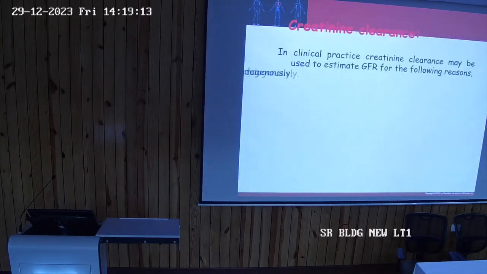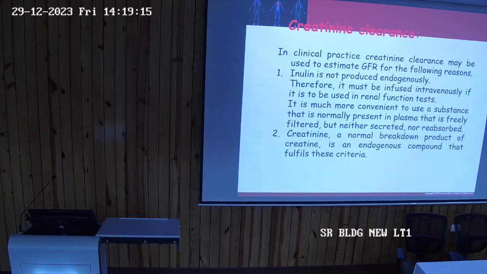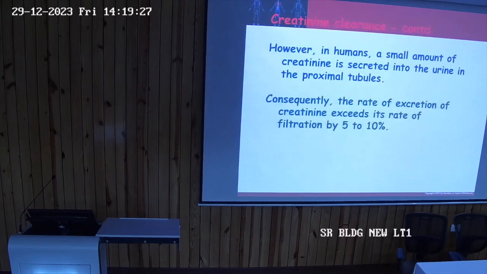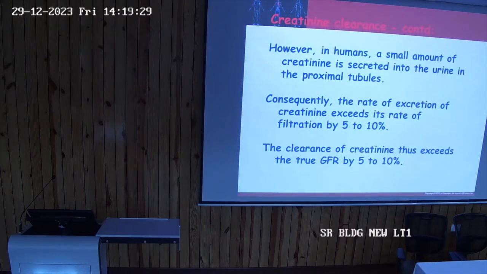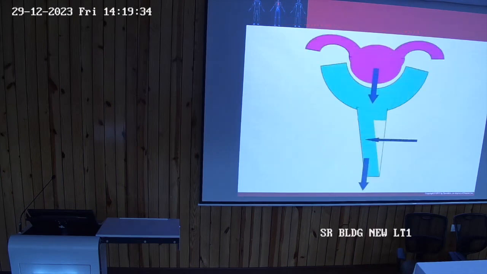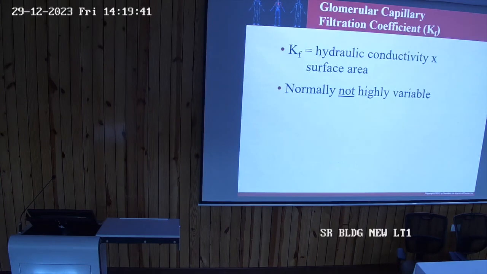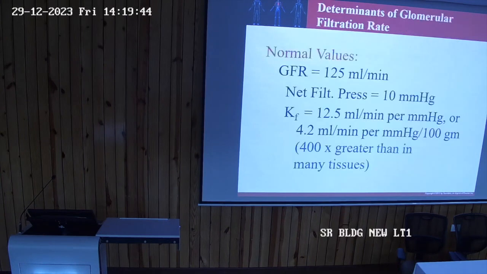When we are talking of creatinine, it is the normal breakdown product of creatine, an endogenous compound that fulfills these criteria, but there is variation due to the secretory part from the PCT. So there are fluctuations in this case. Now this is about the clearance.